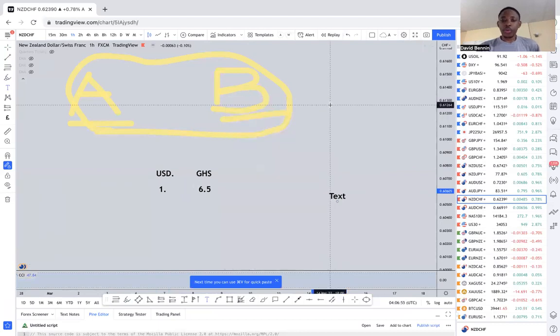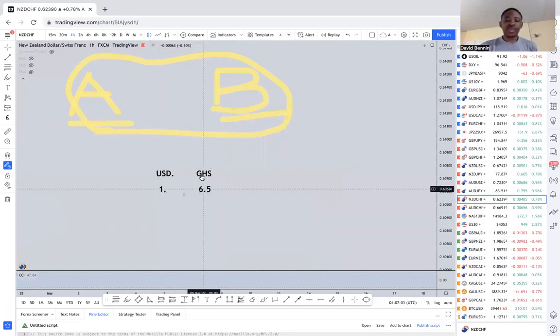From what we are saying, it does not mean that because $1 is equal to 6.5 Ghana cedi, the dollar is stronger than the Ghana cedi. What we are interested in is if right now the dollar becomes stronger, let's say it moves from 6.5 and goes to something else. So anytime this number becomes smaller, it means that, so here, let me take my time and explain this. I will explain it properly. I just want you to have an overview before we go into it.